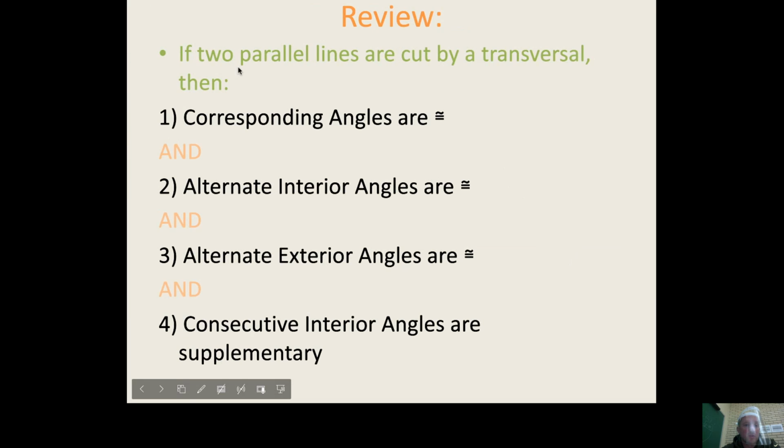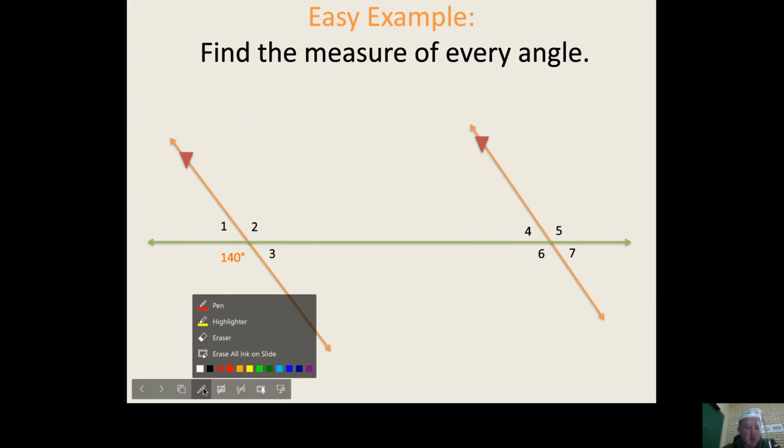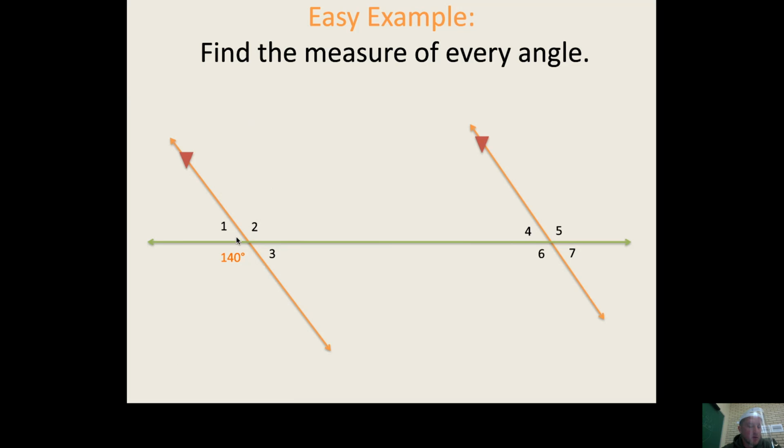We can do that because we know when parallel lines are cut by a transversal, corresponding angles are congruent, alternate interior angles are congruent, alternate exterior angles are congruent, and then consecutive interior angles are supplementary. So we'll go through and do this problem and find those angle measures using that postulate and those theorems.